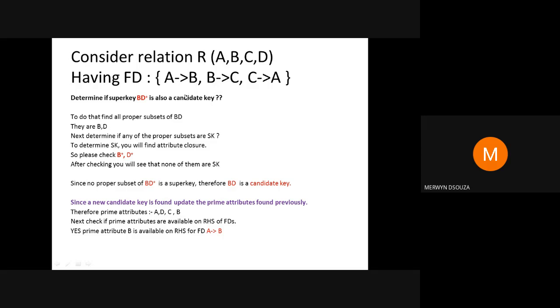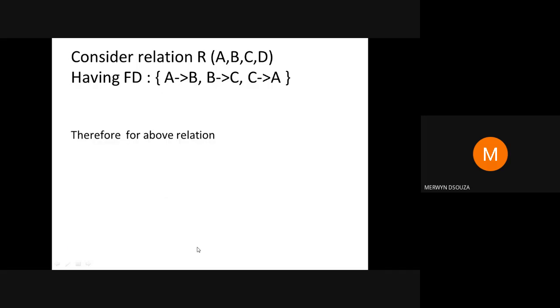B is present on the right hand side here, for the functional dependency A determines B. So therefore, in place of B, you can write A. Okay, and you get AD. But we have already found out that AD is a candidate key. So we need not check again whether AD is a candidate key. So therefore, for this example, we can stop finding out candidate keys. So therefore, we can conclude that the candidate keys for the given relation are AD, CD, and BD. And the prime attributes are A, B, C, and D.